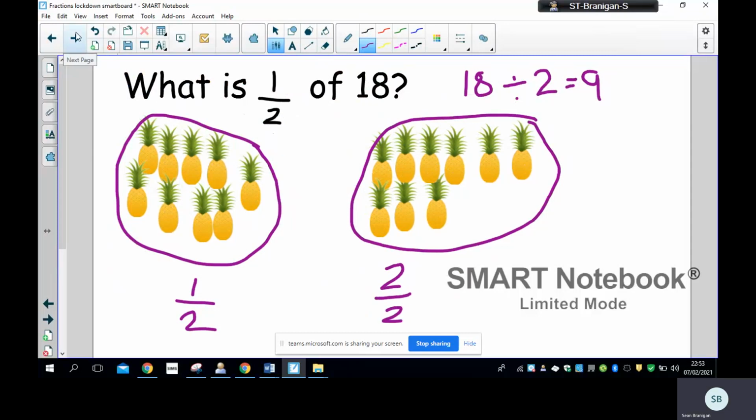So hopefully, children, you have understood how to find a fraction of a number. On your worksheet, you can circle the amount. It's quite easy to circle the amount, or you can get some equipment and some things that you can put into groups, and that might help you too.